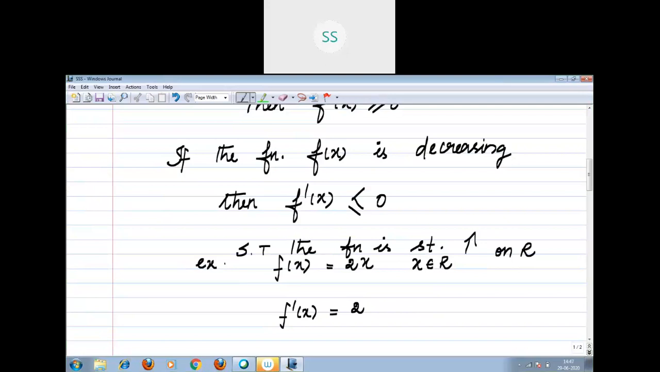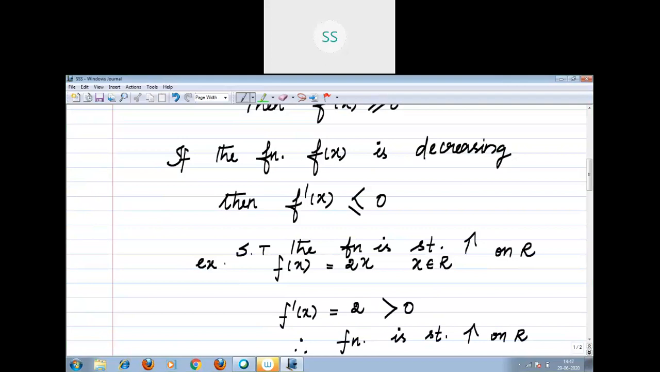Therefore, is 2 greater than 0 or not? Yes, it is greater than 0. Therefore, the function is strictly increasing on R. If x is there, you have to substitute and see.